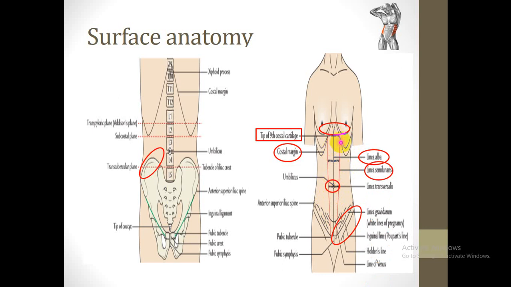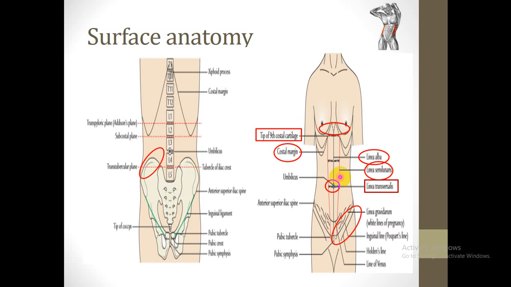Linea semilunaris is a curved furrow found lateral to the midline furrow by a few centimeters. It extends from the tip of the ninth costal cartilage until it reaches the pubic tubercle, and it corresponds to the lateral margin of the rectus muscle.